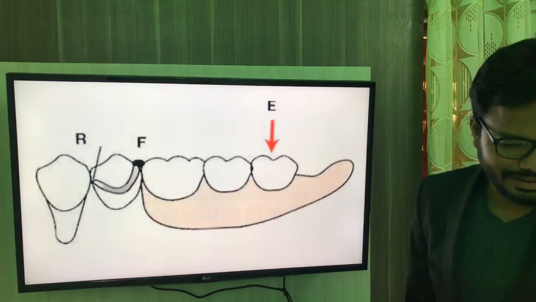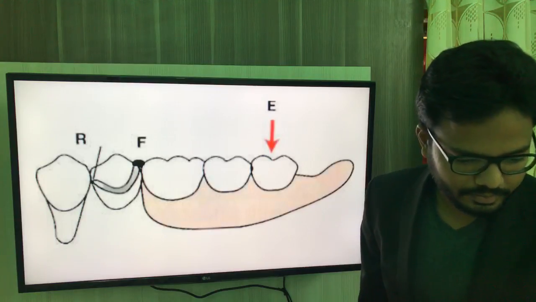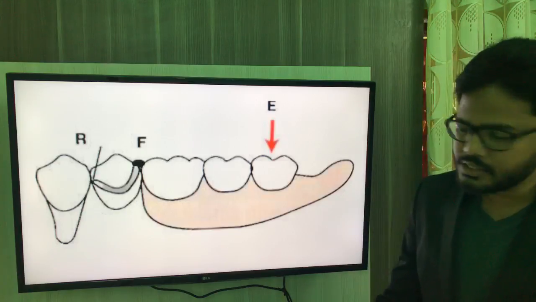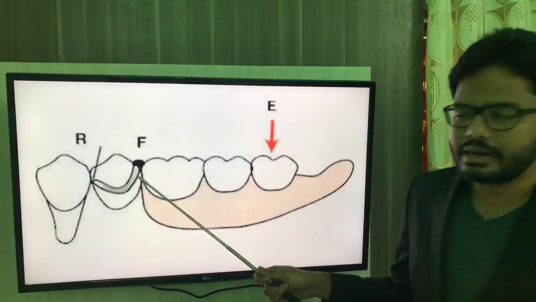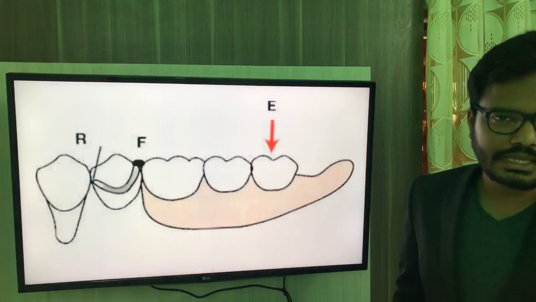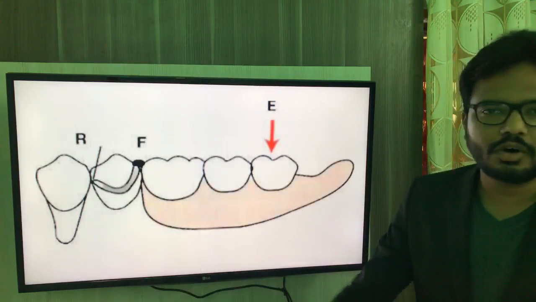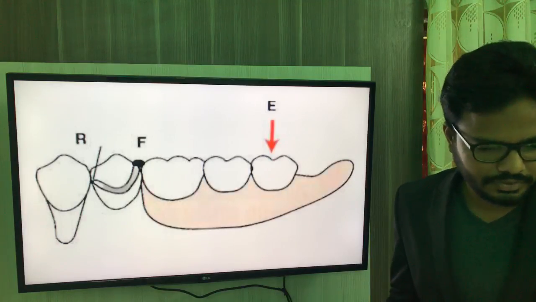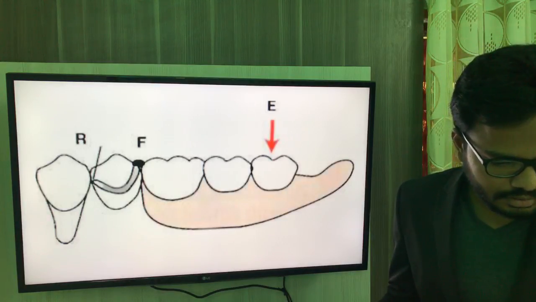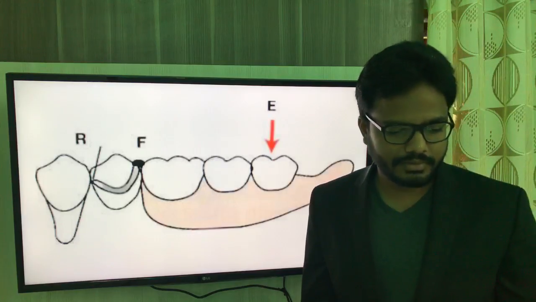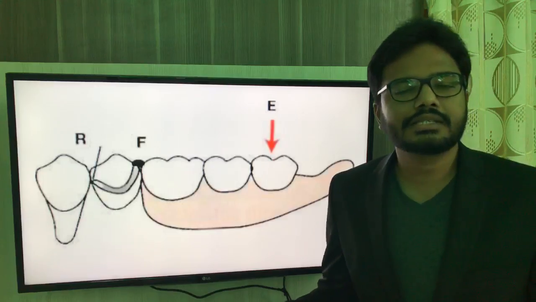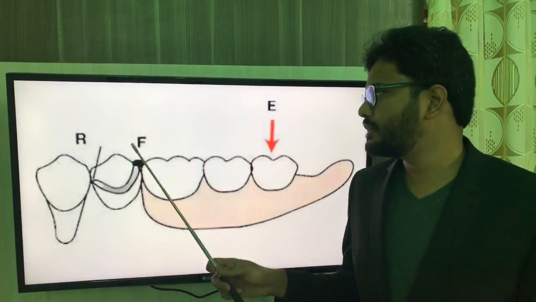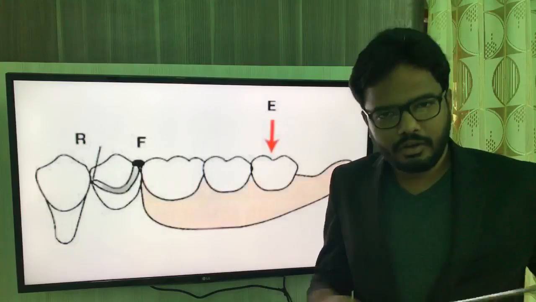So in cases of distal extension partial dentures, when you have a distal rest, you have the fulcrum in the center with effort and resistance on the opposite sides, so this falls under class 1. Exactly, Ramesh, good. I was just expecting that answer. So the occlusal rest acts as a fulcrum.